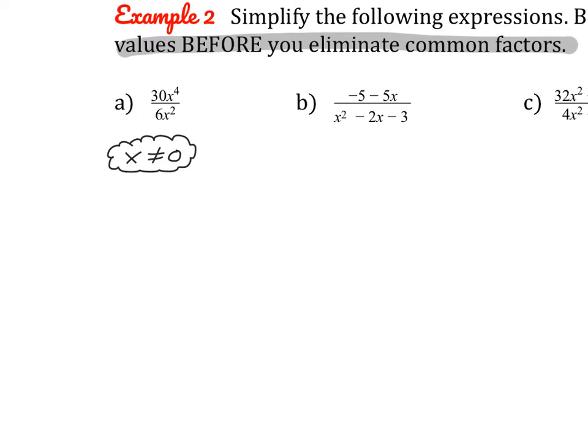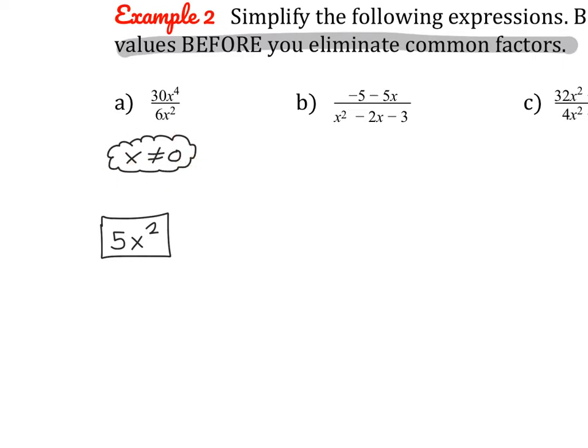And now we're going to simply simplify. So we can simplify the coefficients just as we would any other fraction. And actually 30 over 6 is just 5. And then here, x to the 4th over x squared is just x squared, because we have 2 more powers of x in the numerator than we do in the denominator. So the simplified version is 5x squared with the restriction that x cannot equal 0.